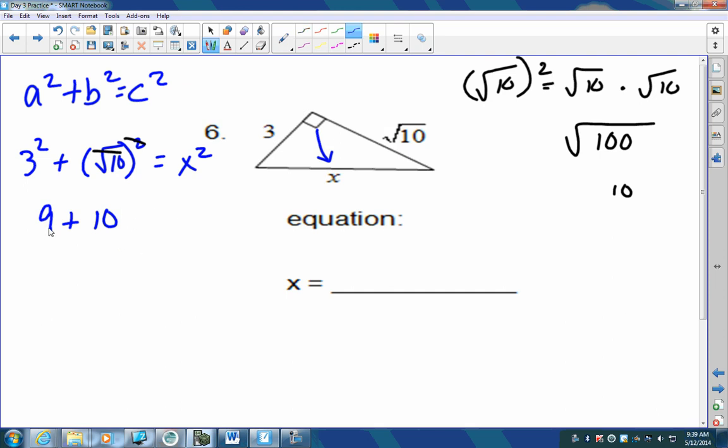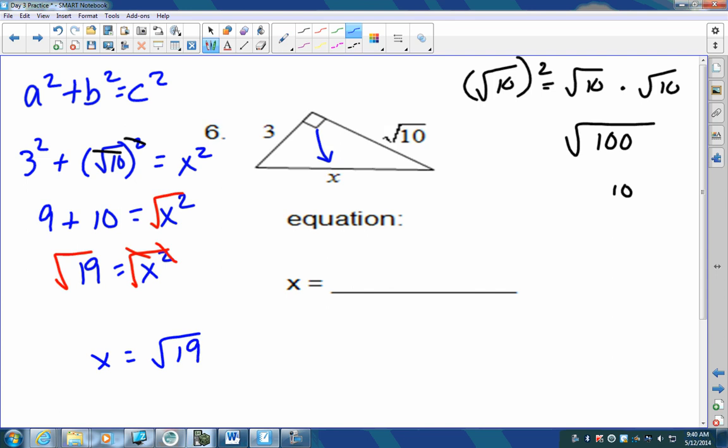So now I have 9 plus 10 equals x squared. To find out what x is, I have to take the square root of each side. Oh, I forgot. I need to do 9 plus 10. So I got 19 equals x squared. So if I take the square root of each side, the x squared and the square root cross each other out, and I get x equals the square root of 19. Now, are there any numbers that multiply together to give you 19 besides 1 and 19? No. So your answer is just x equals the square root of 19.